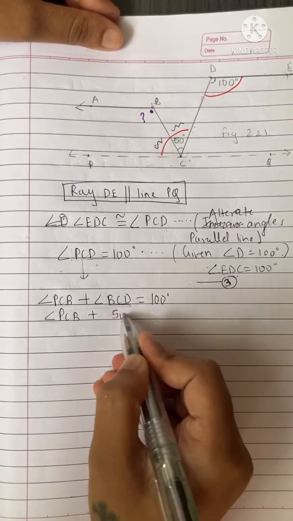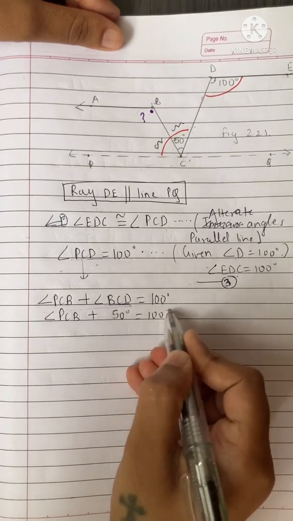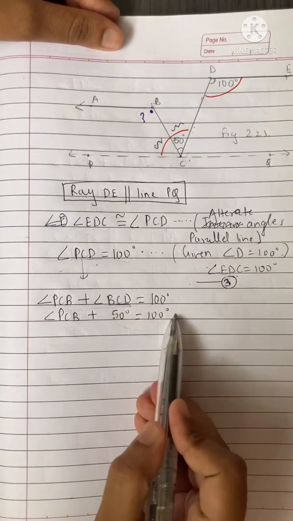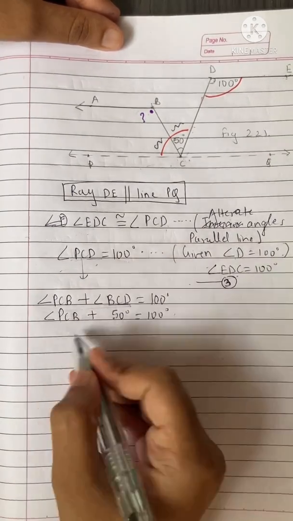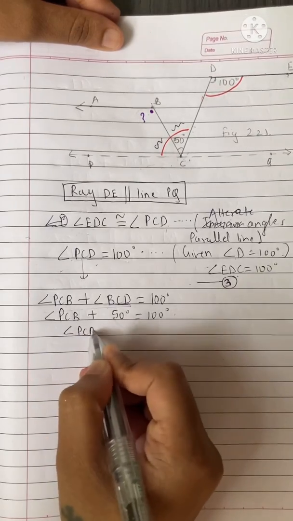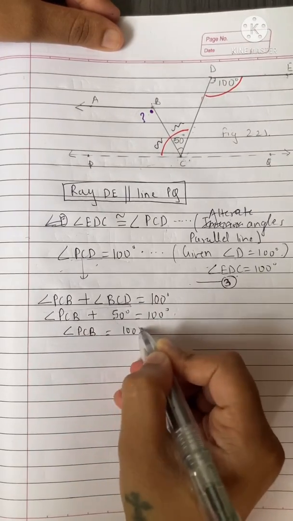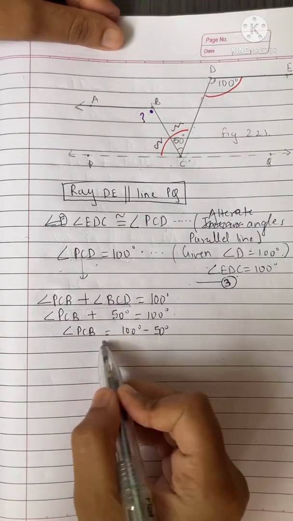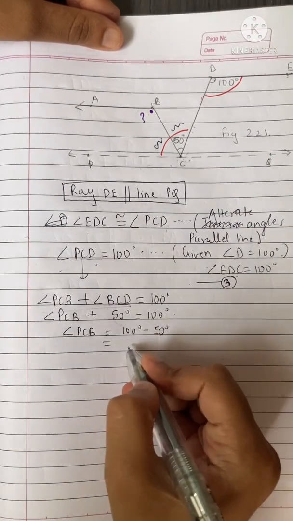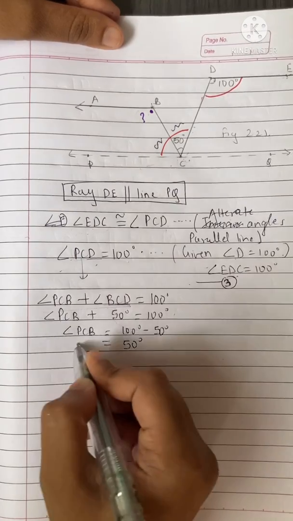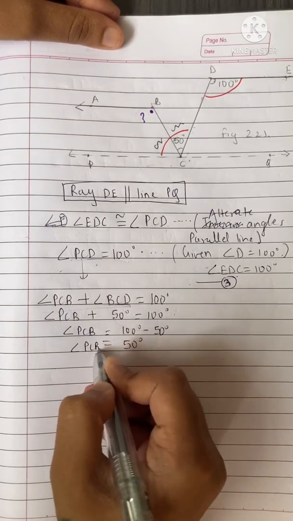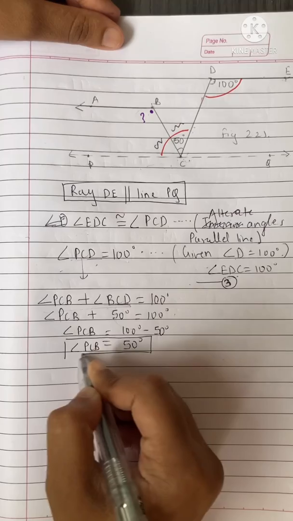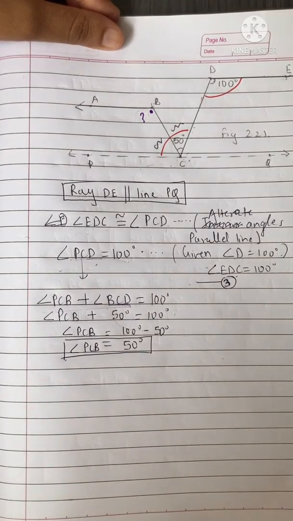BCD is equal to 50 degree, equal to 100 degree. So now 50 degree, I'll transfer it on other side to find out angle PCB. Angle PCB is equal to 100 degree minus 50 degree. Okay, so 100 minus 50 is what? 50 degree. So PCB is also equal to 50 degree. That we get from this equation.